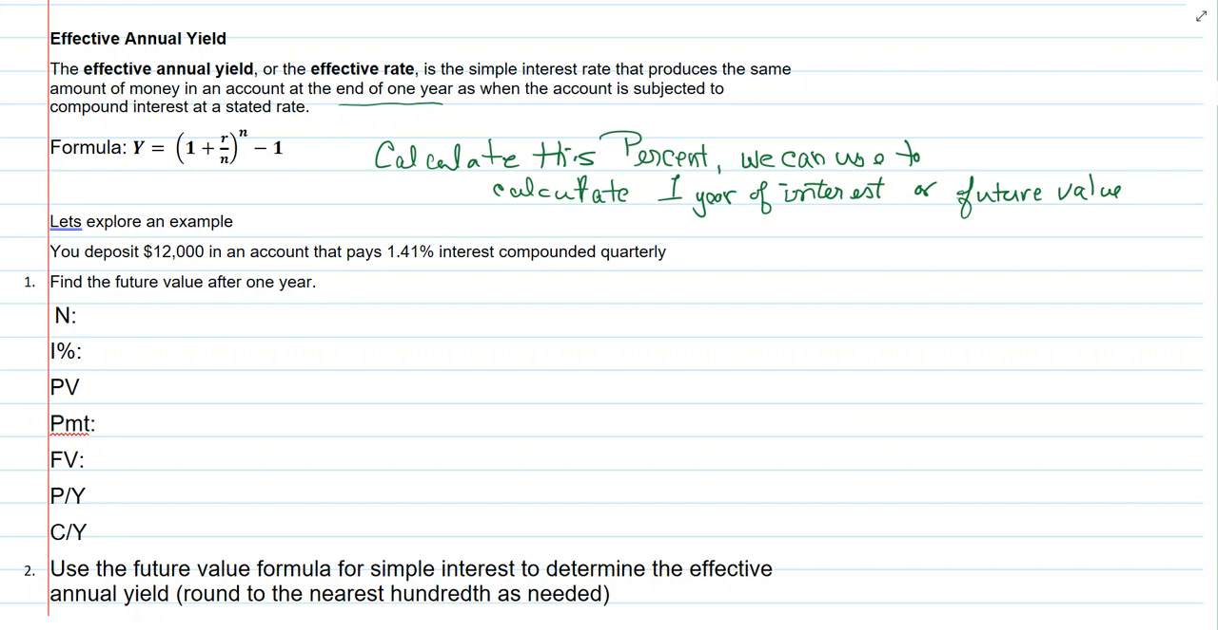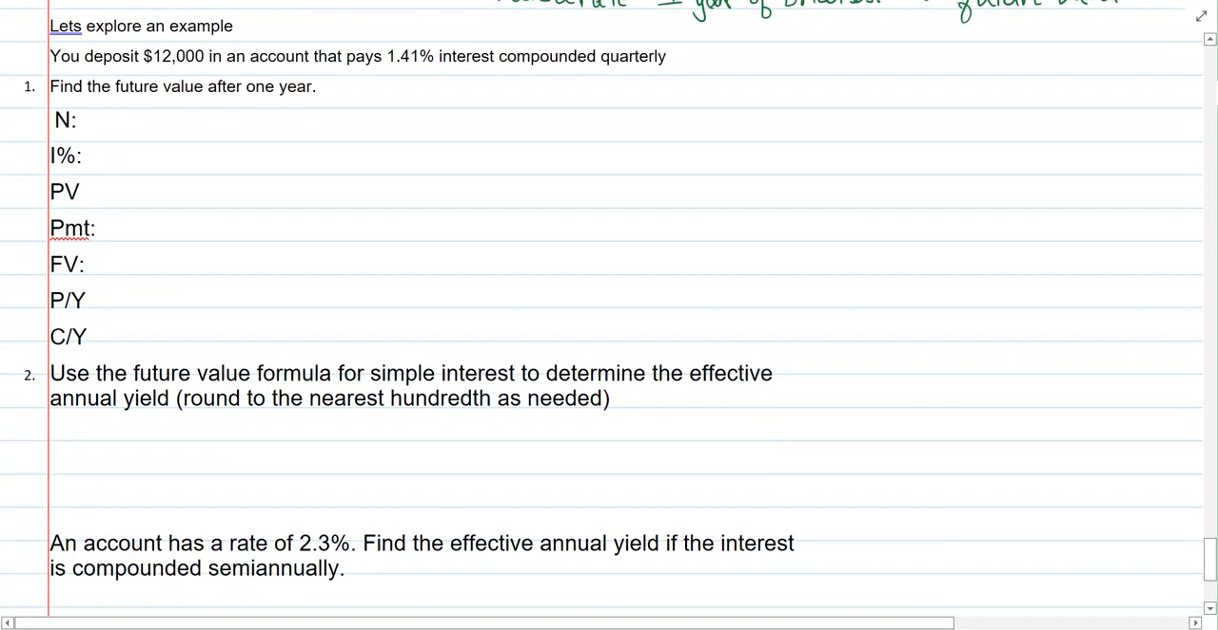So we're going to take an example. You don't have a lot of these in the homework. The homework's not very large. The deposit is 12,000 in an account that pays 1 41/100% interest compounded quarterly, to find the future value after 1 year. All right. So we know that our present value is the 12,000. We know that our I percent is very small, 1.41, and that's realistic to our situation right now. Compounded quarterly, N is then 4 for quarterly.